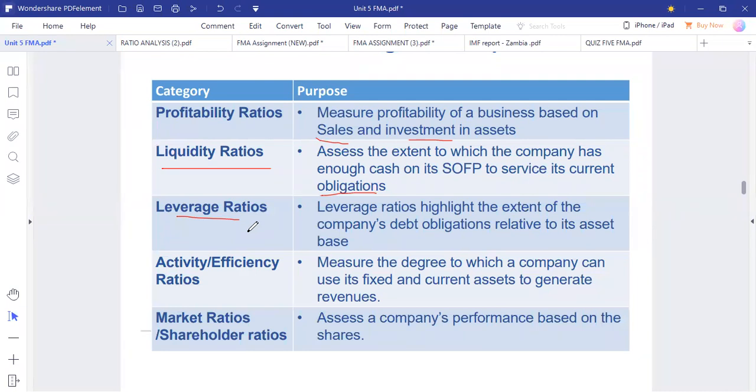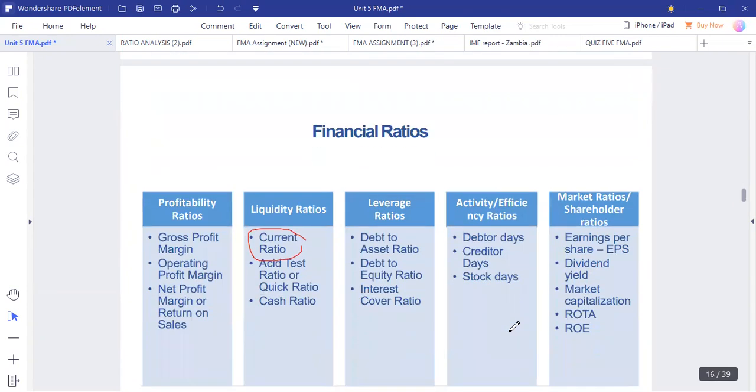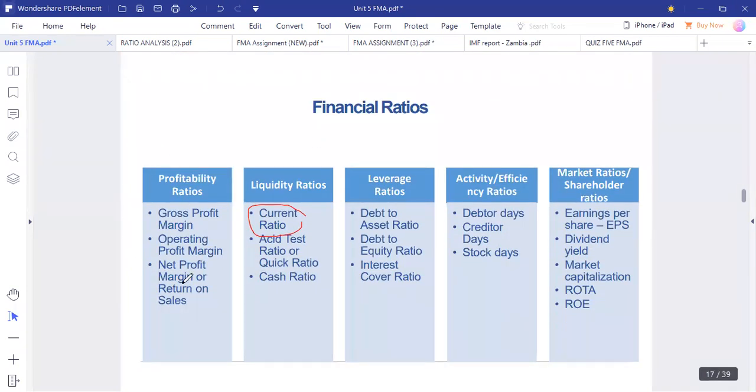Activity ratios also are very important because they give us a degree to which we use our resources. And market or shareholder ratios look at how the performance of the shares is. So each of these are the categories: gross profit margin, net profit margin, and return on assets. The liquidity: the current ratio, quick ratio, and cash ratio. The leverage, which has debt to asset, debt to equity, and interest cover ratio.